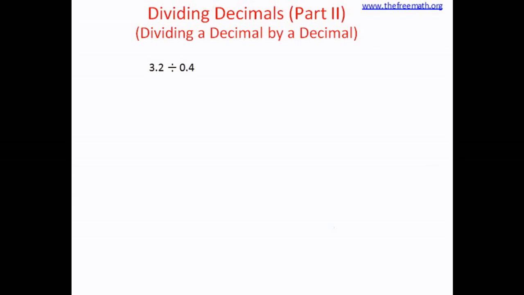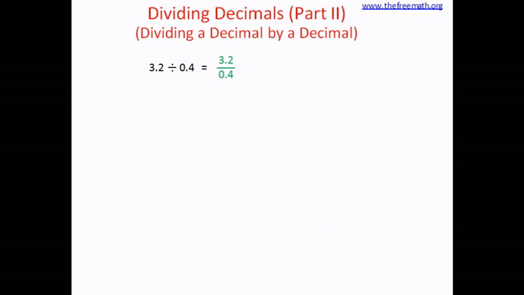This is the second part of dividing decimals. In this part, we are going to see how to divide a decimal by a decimal number. Let's take an example. Divide 3.2 by 0.4. Before we go further, let's first write these numbers in the form of numerator and denominator. That means I can write it like this: 3.2 over 0.4.